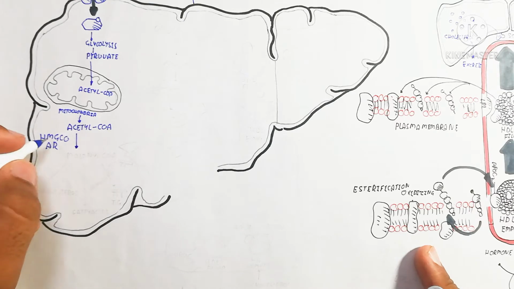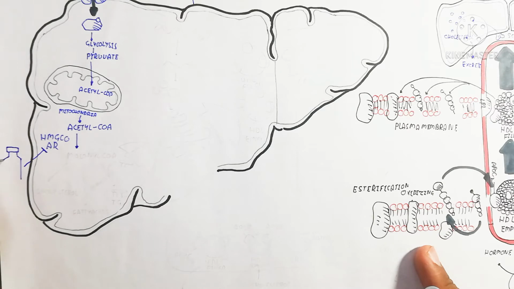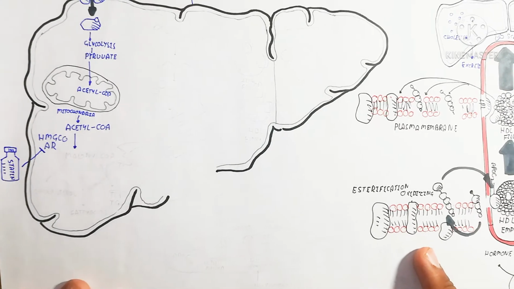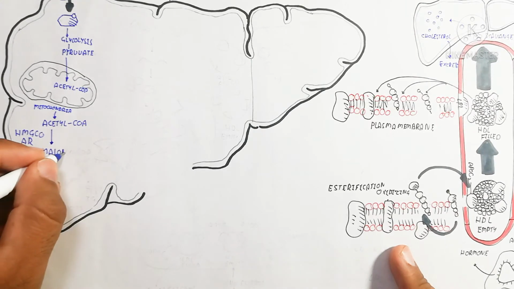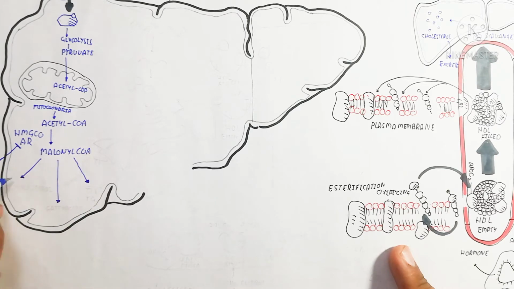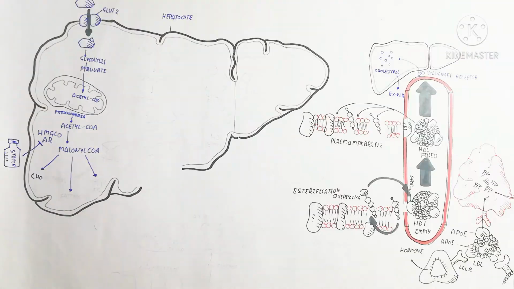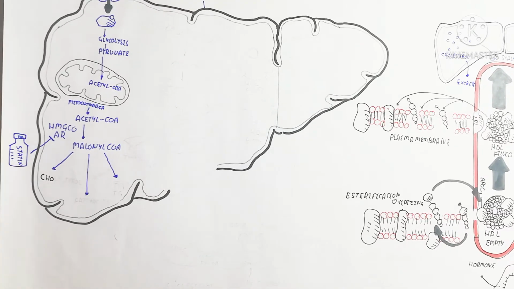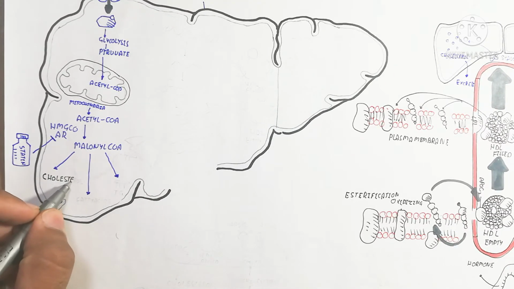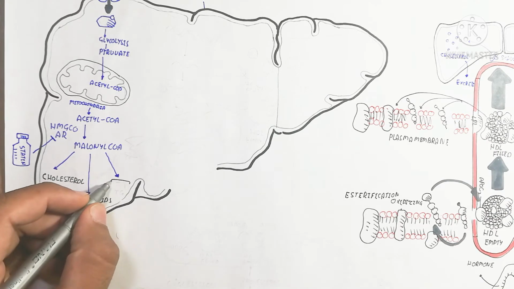ATP or go outside, which is known as the efflux of the acetyl-CoA. So that is where the HMG-CoA reductase enzyme is used to produce malonyl-CoA. On the other hand, a statin is a drug which inhibits the HMG-CoA reductase enzyme to inhibit the malonyl-CoA. Anyhow, malonyl-CoA converts into cholesterol, fatty acid and triglyceride from the monoglycerides and diglycerides.